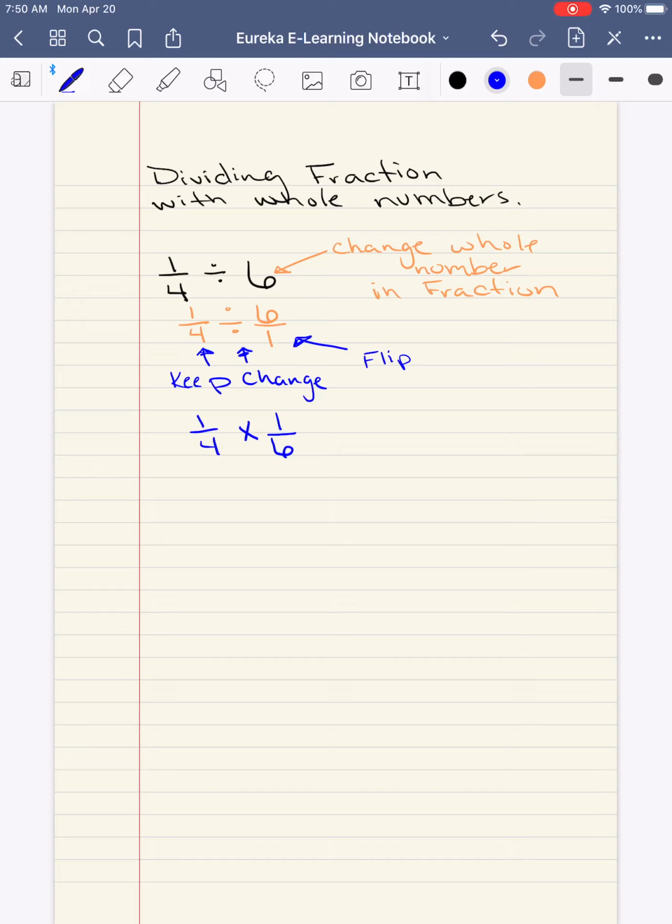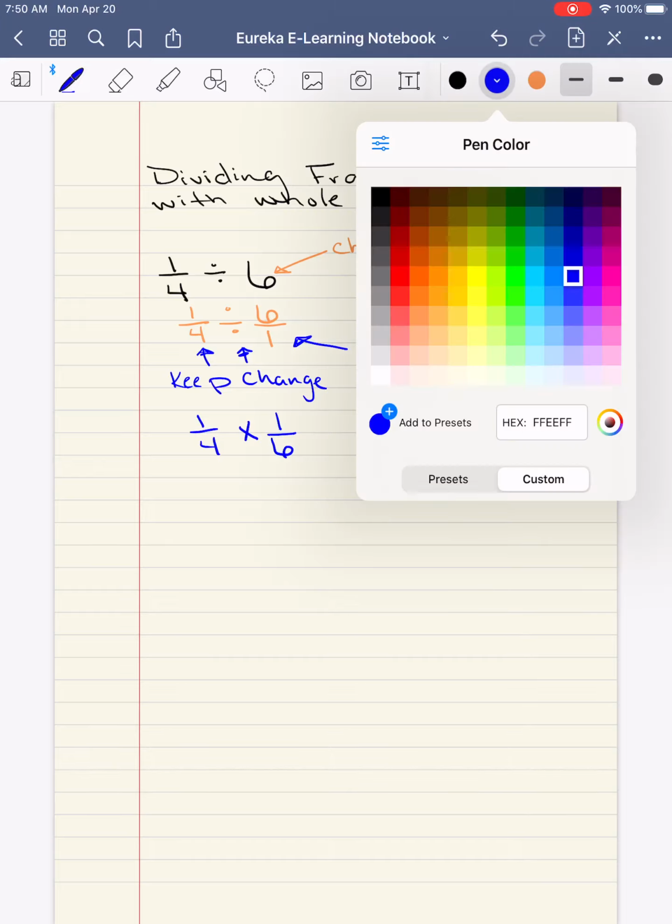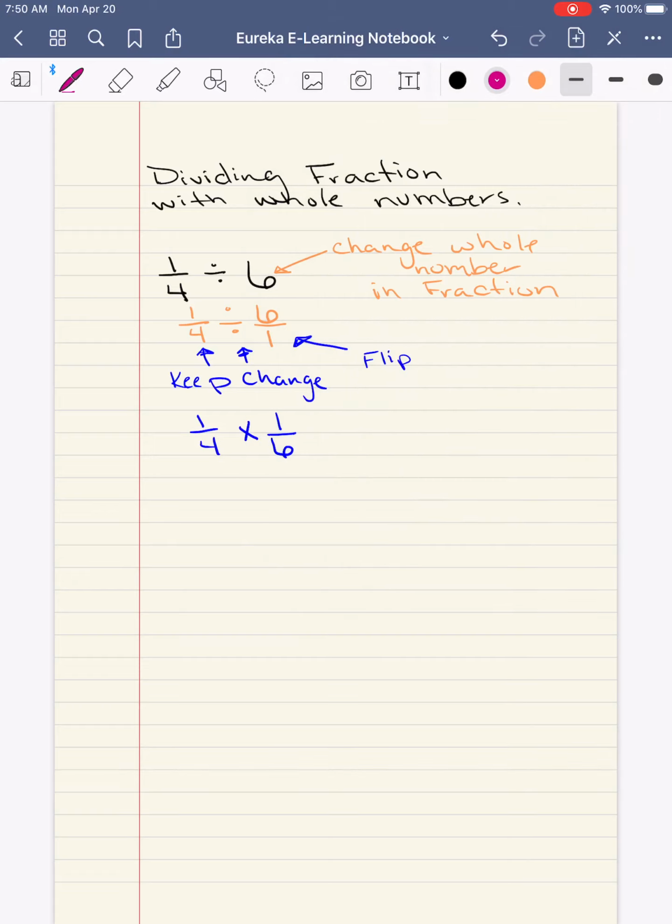Once we're here, it's just a regular multiplication problem. How do I do that? I'm going to multiply 1 times 1, which is 1. And I'm going to multiply 4 times 6, which is 24. That is my final answer.